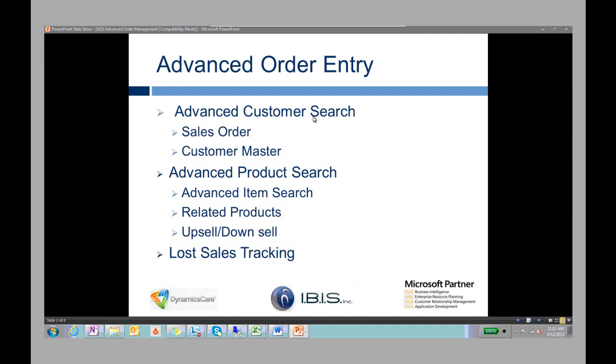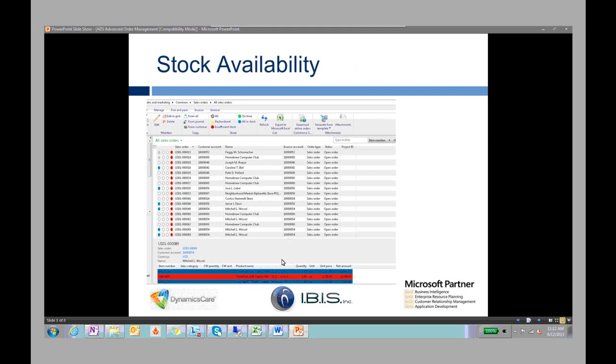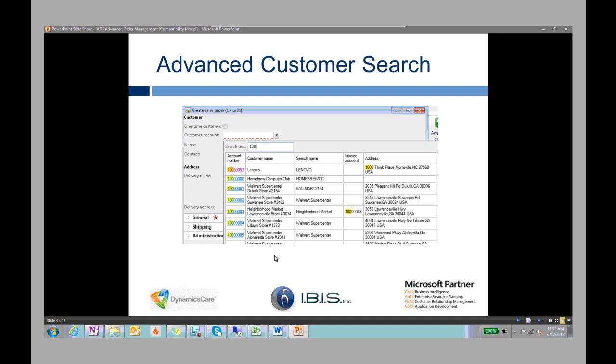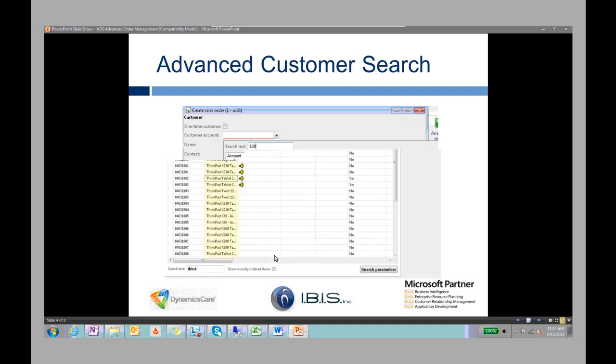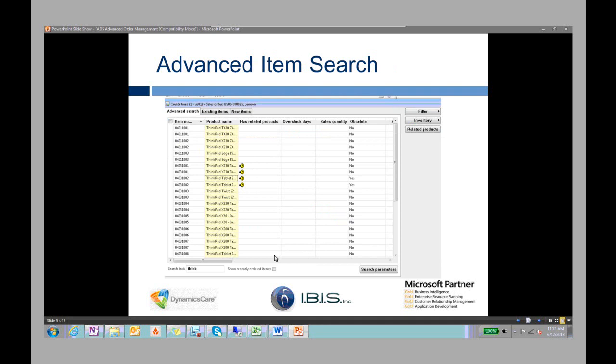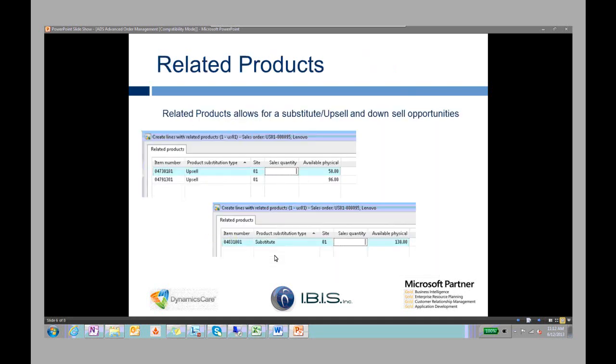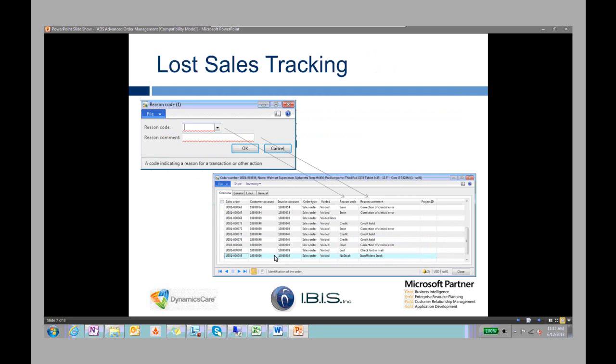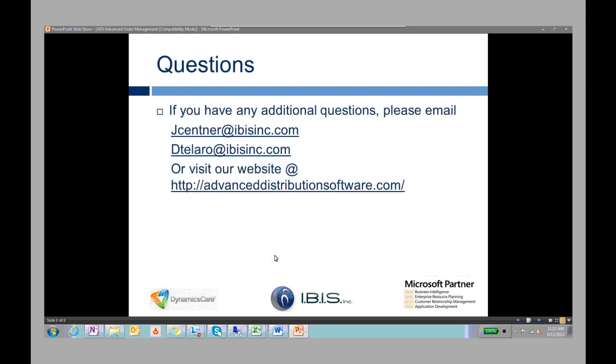presentation. But what we've gone through today has been advanced customer search, both in the sales order and the customer master, advanced product search with an advanced item search on the sales order entry, the related products fields, and upsell, downsell opportunities. In addition to that, lost sales tracking. And these are just some of the screens we've showed: the stock availability showing the lines and the inventory available, the advanced customer search showing the different fields we can search on, the advanced item search, and then the related products form with upsell, downsell opportunities and how that relates to the voided sales inquiry.